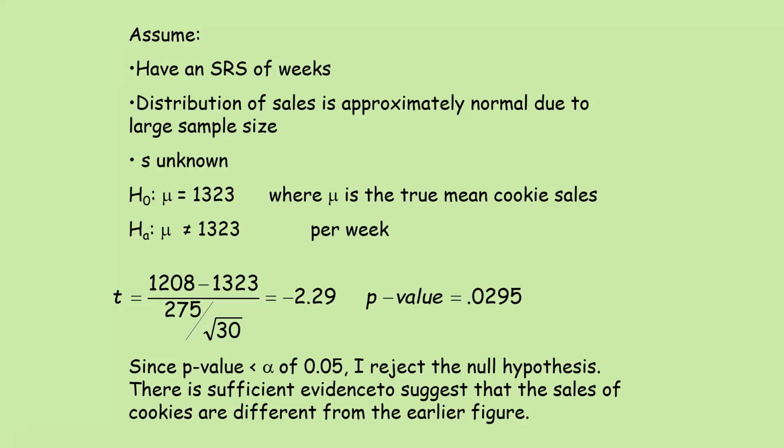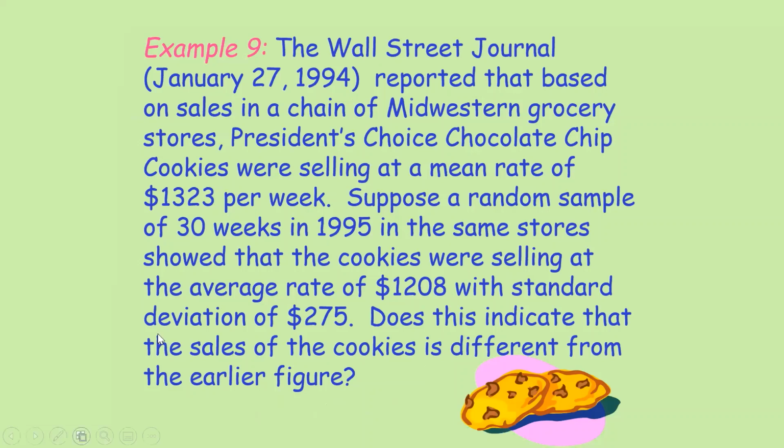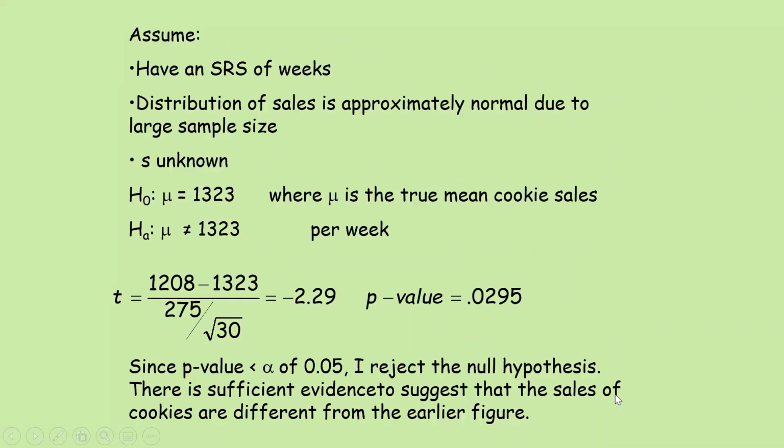But let's compare p to alpha. Since p is low, reject H0. So since p is less than alpha, I reject the null, which means there is sufficient evidence to suggest that the sales of the cookies are different from the earlier figure. Okay, so I can't stress this enough: make sure to use that very ending, typically the last sentence wording, in your conclusion statement.